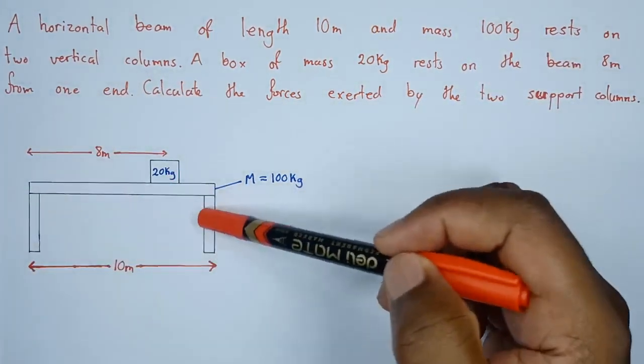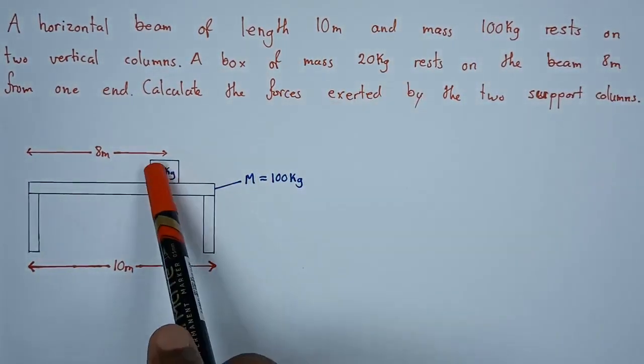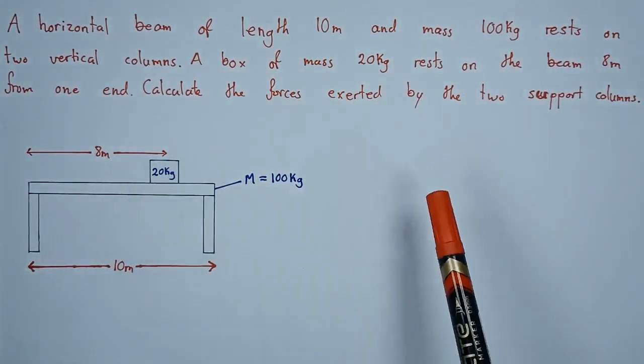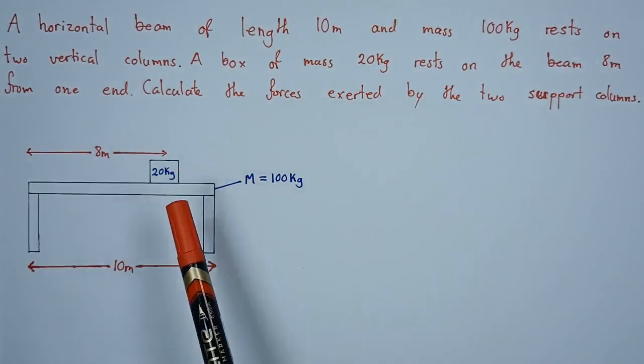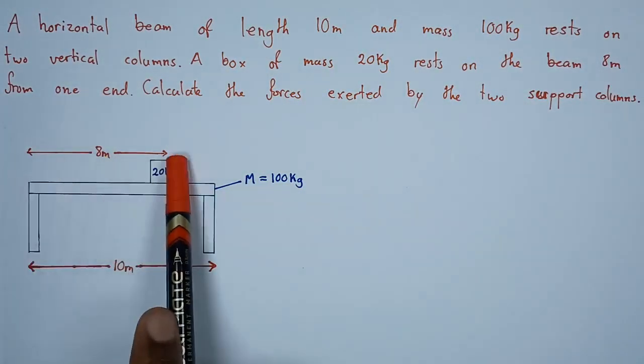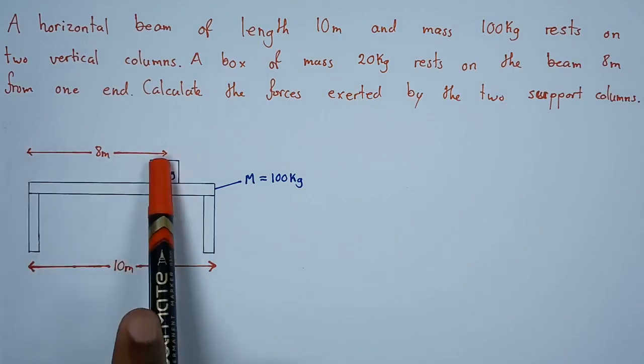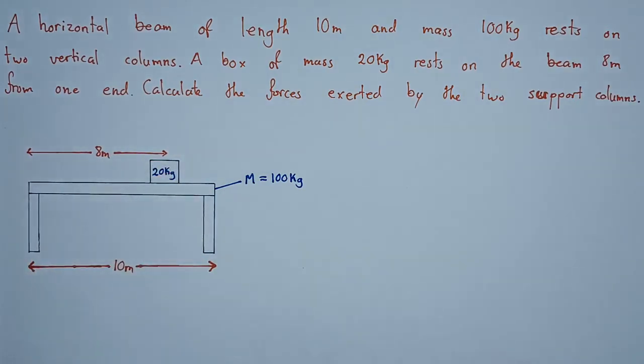So these are the two vertical columns. A box of mass 20 kg rests on the beam. This is the beam. It rests 8 meters from one end, meaning that from this point to the point where the object is, there is a distance of 8 meters. So calculate the forces exerted by the two support columns.